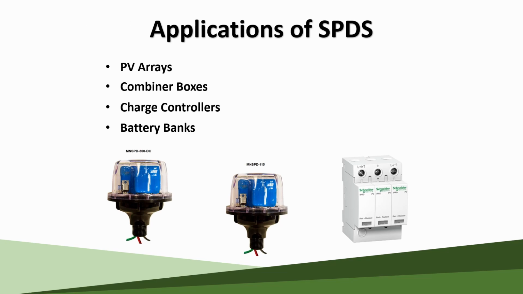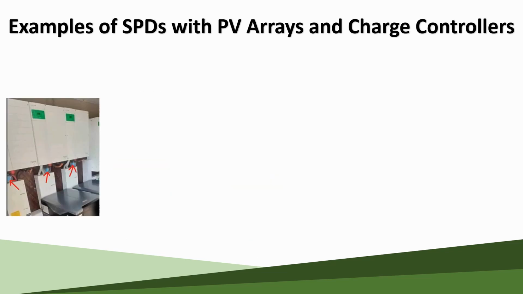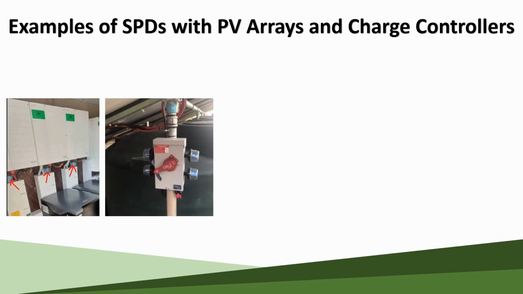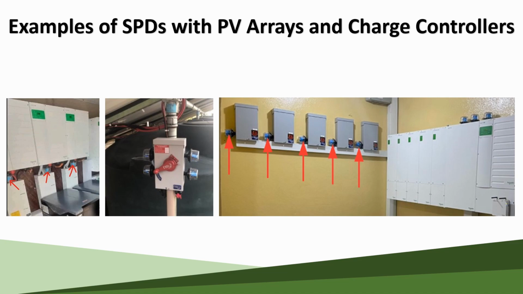DC surge protection devices, typical applications. From the PV array's combiner box to charge controllers, and from the charge controllers to the battery bank. Here's an example of SPD devices used to protect the inverter and the battery bank. And here's another example of SPD devices used to protect the PV array to the charge controllers.